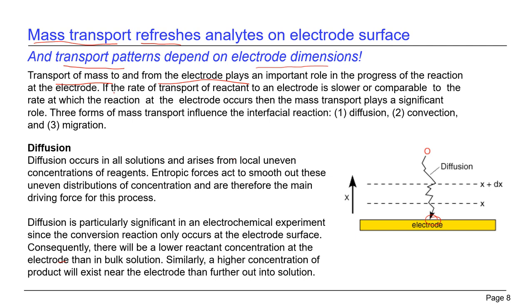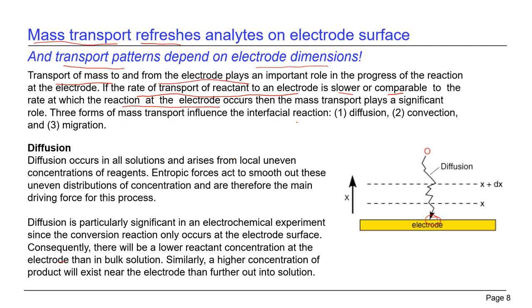And this is important. If the rate of transport of reactant to an electrode is slower or comparable to the rate at which the reaction occurs at the electrode surface, then mass transport plays a significant role. Once again, if the mass transport of reactant to the electrode is slower or comparable to the rate at which the reaction occurs at the electrode surface, then this is mass transport limited, and we need to explore the forms of mass transport and influence them if necessary.